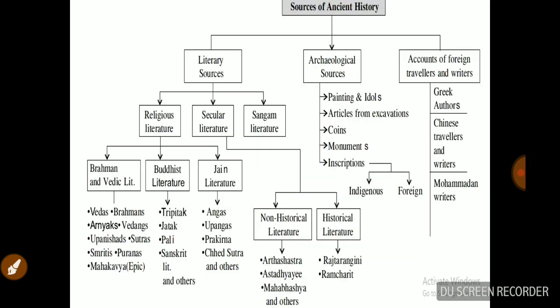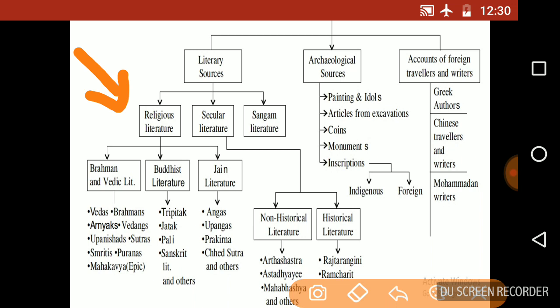Related to the literary sources, there are three categories: religious, secular, and Sangam literature. The religious literature is again subdivided into three categories: Brahmanical, that means Brahmin based, and Vedic literature; second, Buddhist literature; and third, Jain literature. The secular type we again classify into two categories: non-historical literature and historical literature.